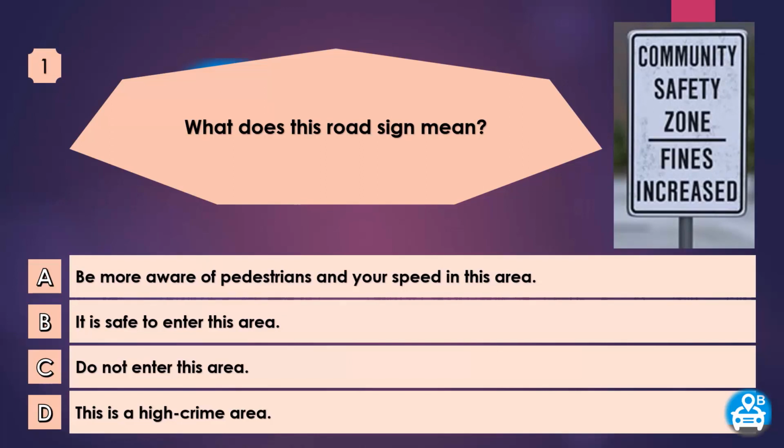What does this road sign mean? A. Be more aware of pedestrians and your speed in this area. B. It is safe to enter this area. C. Do not enter this area. D. This is a high crime area.